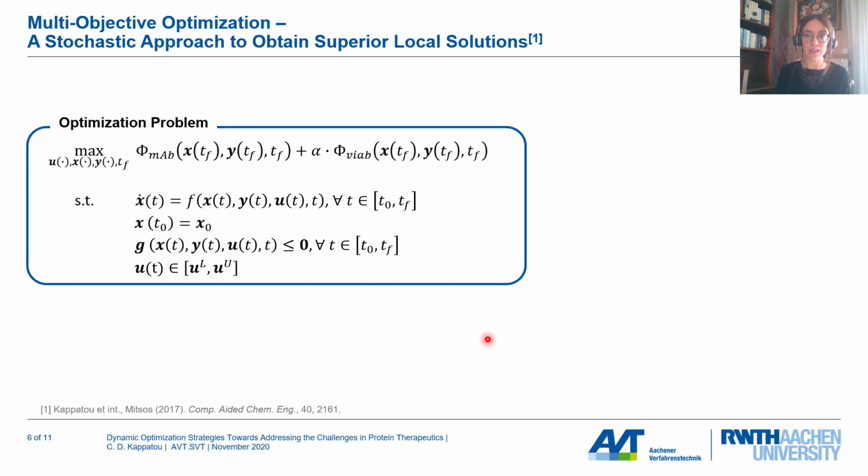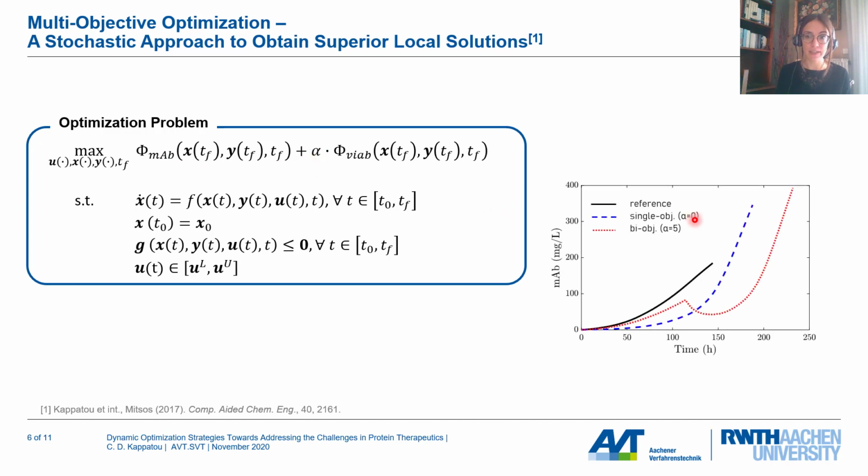I'm trying to illustrate this problem here to you and propose a stochastic approach to tackle this problem. So we have our model and we have our objective function, which can be a bi-objective formulation. First, we give to this weight parameter alpha the value of 0 so that we only have one objective, which is the same as before, to optimize the product titer. And in the next step, we also add this term, which is the viability term, and has to do with the percentage of viable cells in the culture.